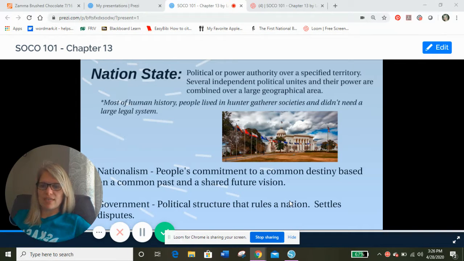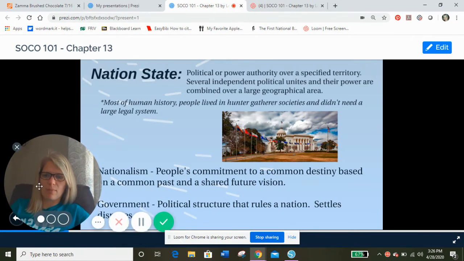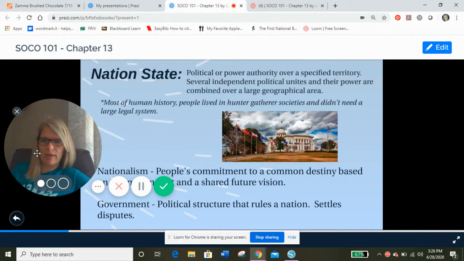This occurrence of this is actually relatively new when we're thinking, comparatively speaking, of our Earth's history. Most of human history, like 99% of our human history, people lived in hunter-gatherer societies, small groups, and they didn't need a large legal system. This wasn't needed because there wasn't a whole lot of conflict inside these small hunter-gatherer groups, and they didn't need these large systems to oversee. So remember, this is relatively new.